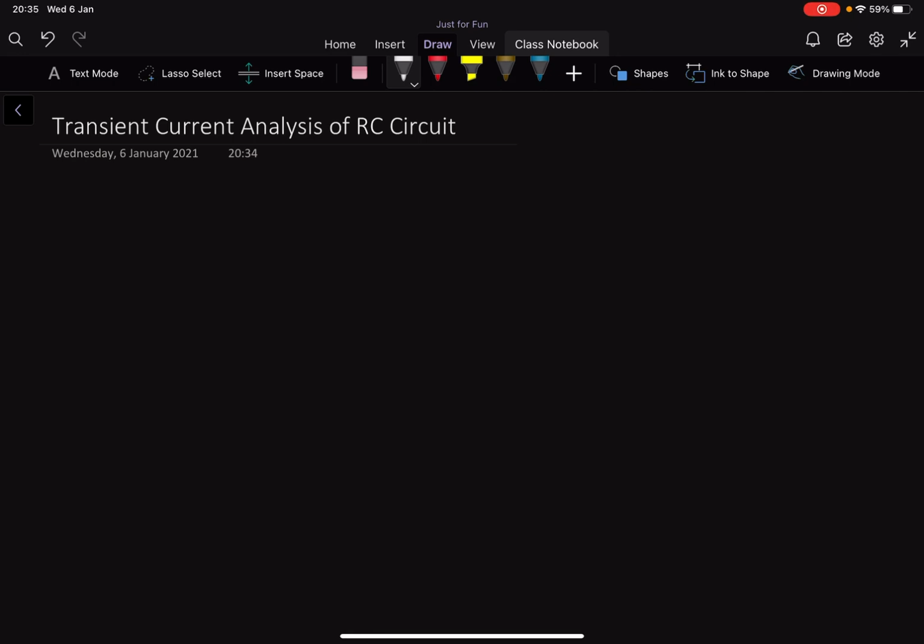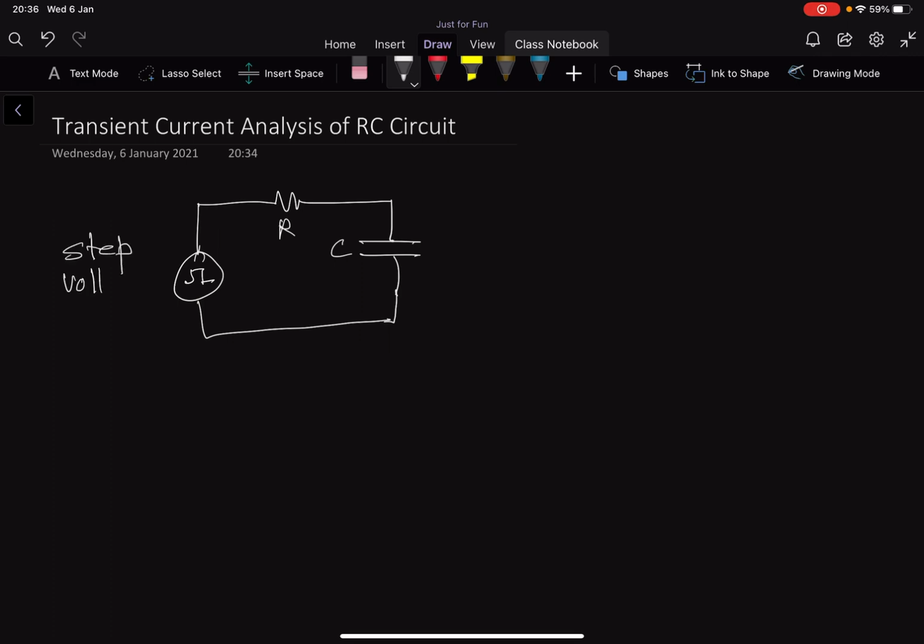So what I'm going to do is draw the circuit which contains a step voltage, a resistance, and a capacitor. So let's draw the circuit with the step voltage. We have a step voltage here, then a resistor here, and then a capacitor here, and we are writing this as resistor R, capacitor C, and the step voltage which is applied.